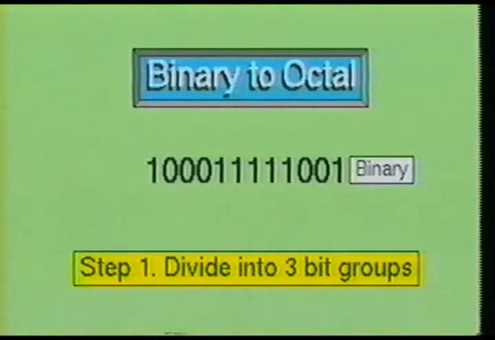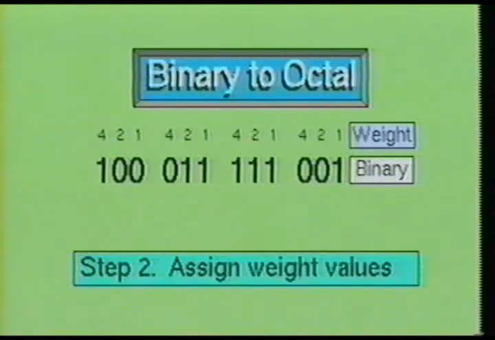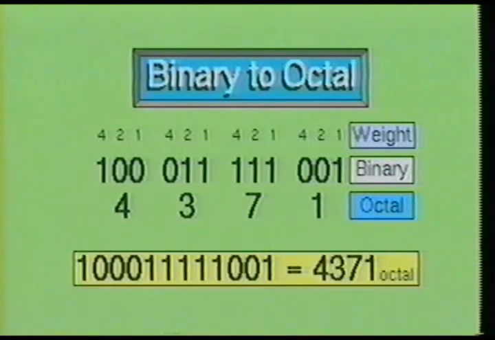Converting binary digits into octal notation is a very simple process. For example, to convert this 12-bit binary number into octal notation, first we must divide the binary bits into groups of 3, starting from the right. Next, we assign the weight values to each of the 3-bit groups. Then we add the values of each weight, which contains a 1 for each of the 3-bit groups. At this point, we see the binary number 10011111001 converts to 4371 in octal notation.